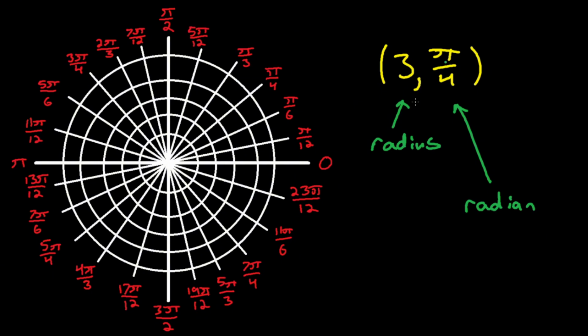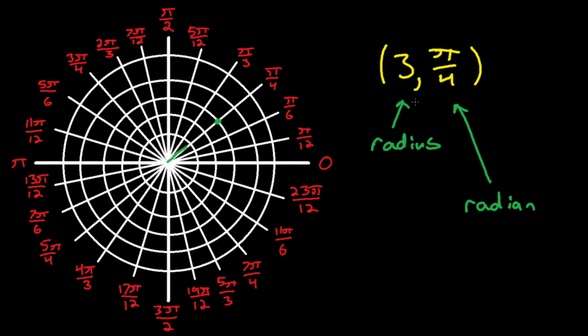But in this case, you have pi over 4 radians, and you are at a radius of 3, or a distance of 3 from the center of the origin. So we want 1, 2, 3. This is the third ring. And we want to plot this point along the third ring at pi over 4 radians.